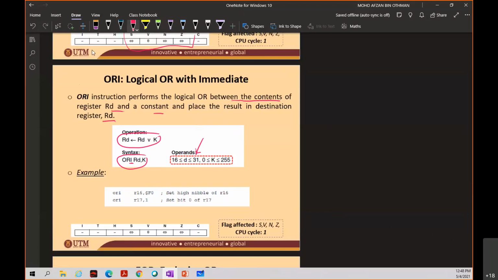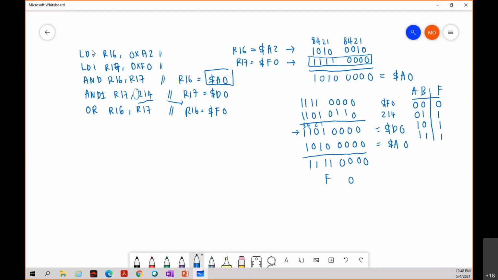Okay, let's look at another example for this one. The next one is ORI R17 with 0B 0010 1011, for example. So what is the current value of R17? By looking at this, the current value of R17 is still D0, which is 1101 0000.